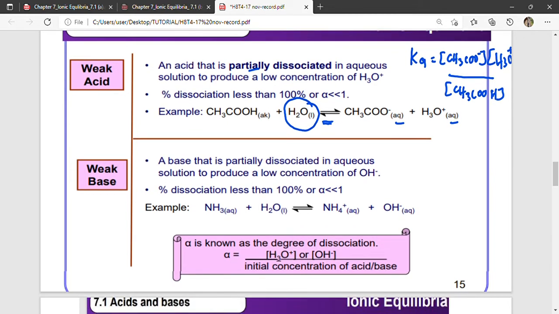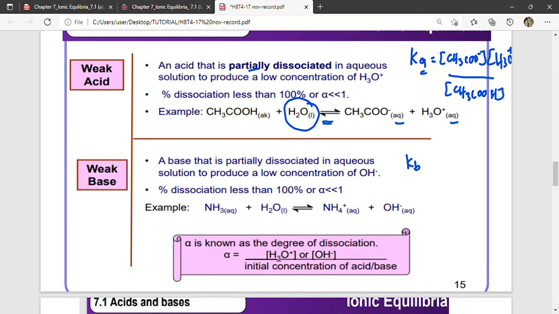So Ka is the identity of the weak acid. If a question gives you the value of Ka, it means that we are dealing with a weak acid. Ka is the acid dissociation constant; A is for acid. And we also have Kb, the base dissociation constant.